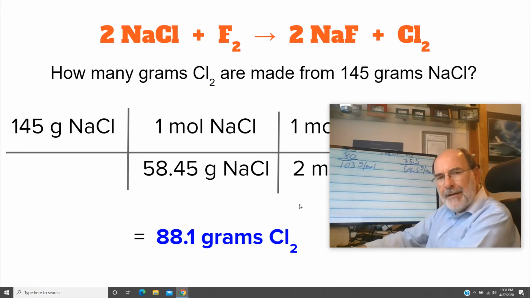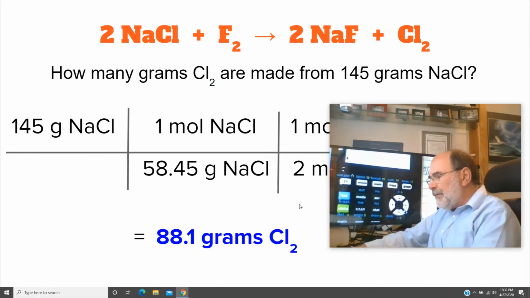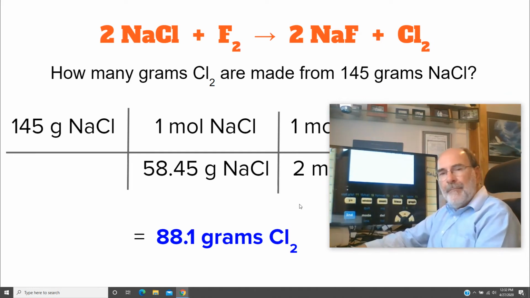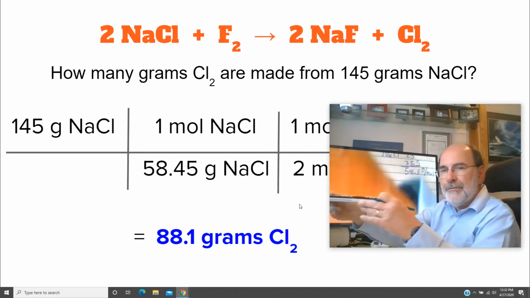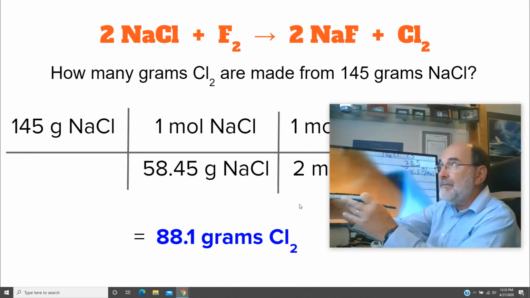Well, approximately, in fact, we can use the numbers that are already on the screen. For every 58.45 grams of sodium chloride, I have 1 mole of sodium chloride. So if I ratio 145 by 58.45, which you can't see on my screen unless I were to do more work for you than I feel like doing.